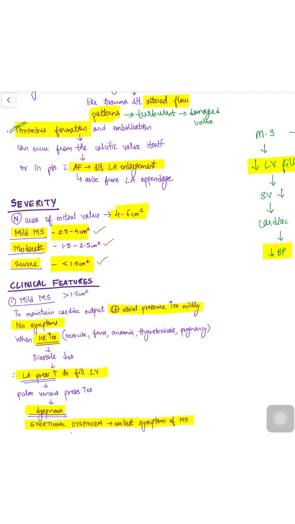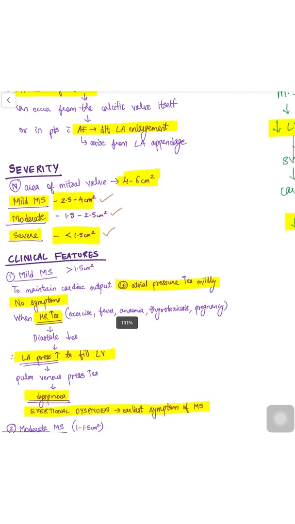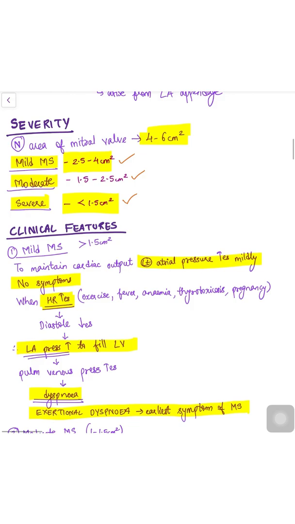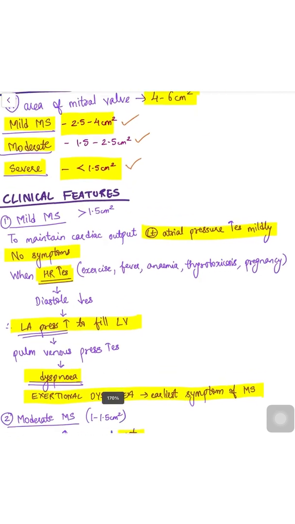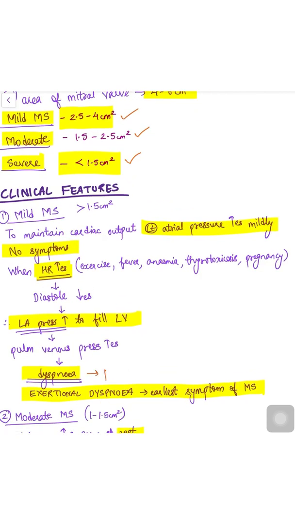When the LA pressure rises, that pressure is transmitted backwards into the pulmonary veins and the pulmonary capillaries, which will lead to pulmonary edema. Pulmonary edema leads to dyspnea. So when the heart rate rises, the patient will have dyspnea. Exertional dyspnea is the earliest symptom of mitral stenosis. Whenever the heart rate rises, the diastolic time goes down, LA pressure increases and gets transmitted backwards, causing pulmonary edema and exertional dyspnea.